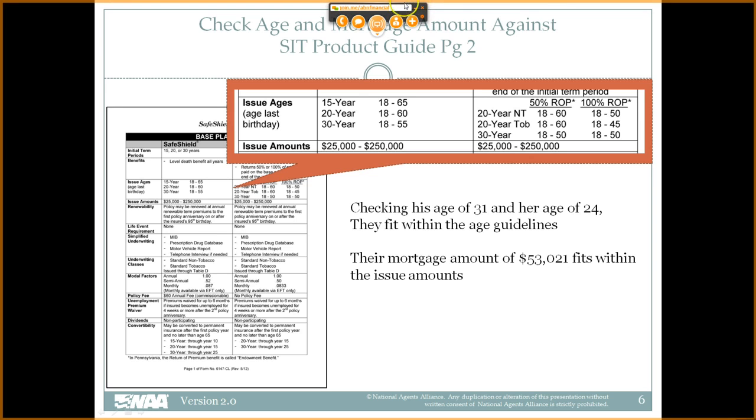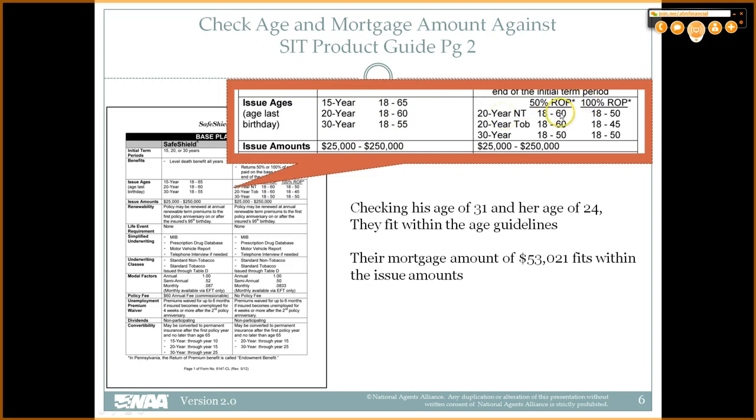Okay, so with that information, the first thing we're going to do is check to see if their age range fits into the product. So we're going to check age first. We go to the product guide, page 2, and as I blow it up here, you can see the issue ages. Since his age of 31 and her age of 24, they fit within the age guidelines for the 15-year version, the 20-year, and the 30-year version of the product.